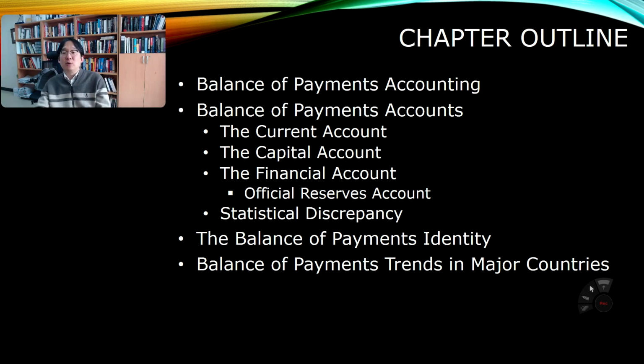This is something you're going to solve for. Okay, solve for. This is a plug figure. It's like solving an equation. So this is an unknown that you have to solve for in this balance of payments accounting, once you set up the rest of them, right? The balance of payments identity, we're going to talk about it, and then we're going to talk about the balance of payments trends in major countries, and that's going to be pretty much it. So next video, we're going to go one by one. So see you.